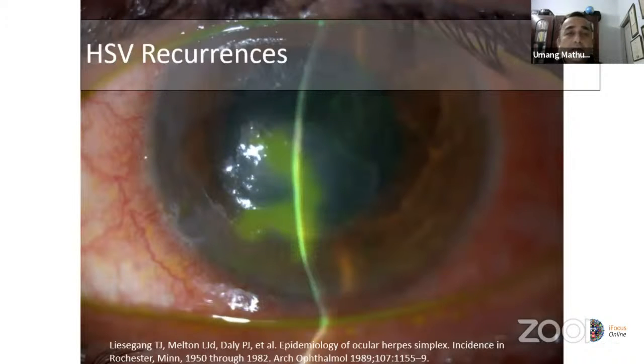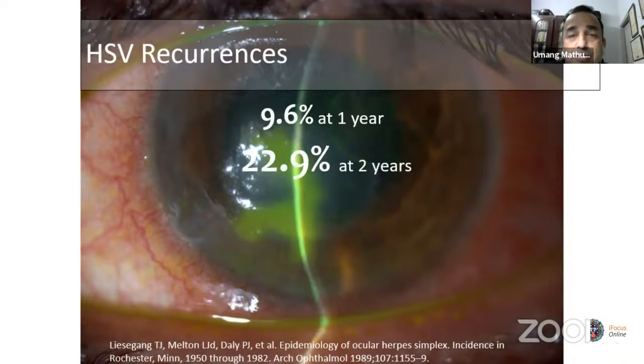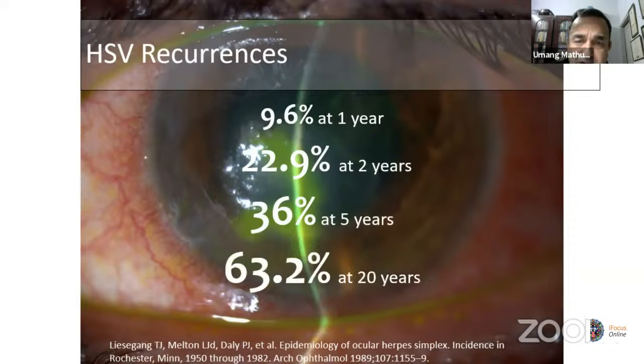So we know the problem of HSV is that it recurs. 9.6% at 1 year, 22.9% at 2 years, 36% by 5 years, and by 20 years, almost 60% of the patients would have had some recurrences. So with each passing year, there are more recurrences. Each time you have a recurrence, there would be scarring and leaves the eye with more morbidity. So oral acyclovir reduces that risk of recurrence.